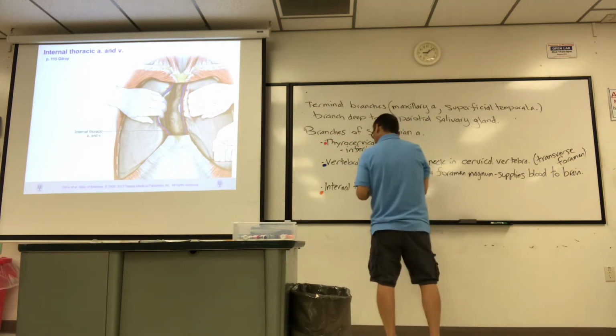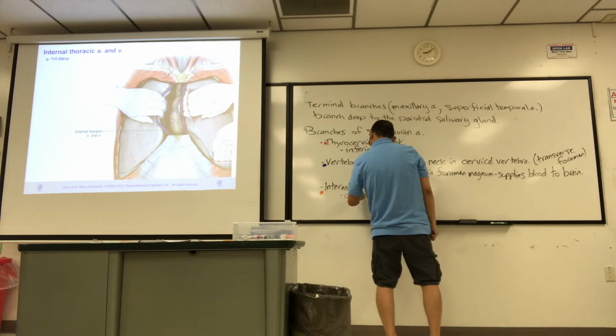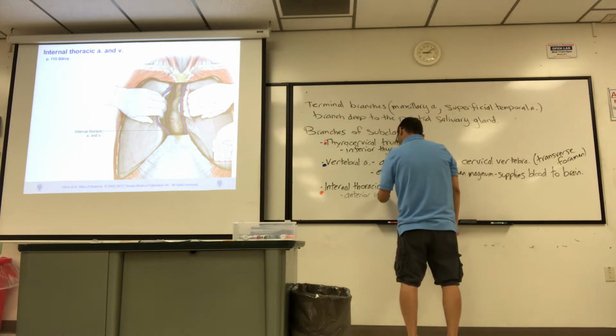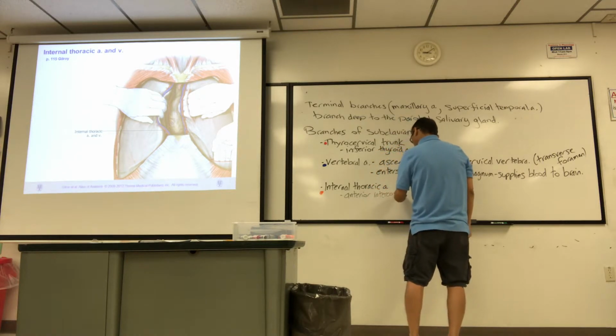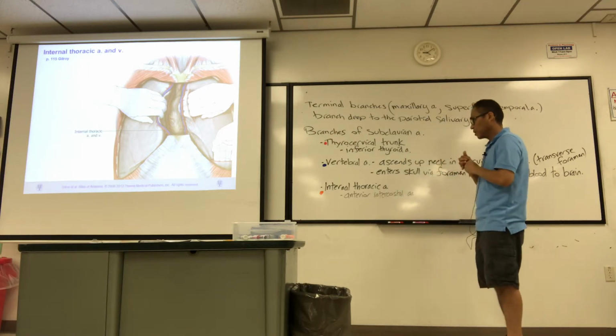So, internal thoracic gives rise to anterior intercostal arteries. Remember, little a is my shorthand for arteries, plural.